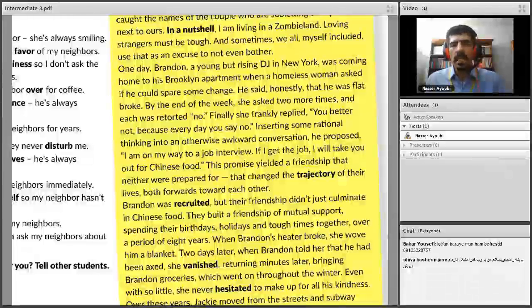He said honestly that he was flat broke. He had no money at all. By the end of the week, she asked two more times. That homeless woman asked two more times, and each time that she asked, he retorted no. What does retort mean? Yeah, a quick reply. To reply quickly, especially in an angry way. So each time Brandon retorted angrily, replied no.